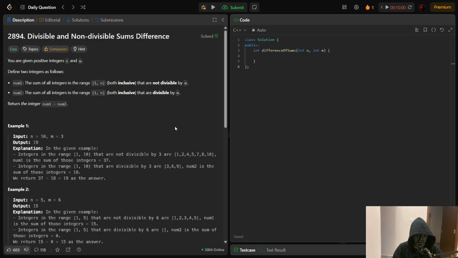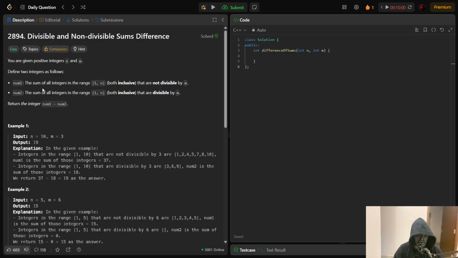Hello everyone, let's start with problem number 2894 from LeetCode. The problem name is Divisible and Non-Divisible Sum Differences. Let's understand the problem. It is an easy type problem, so it will not be that hard.